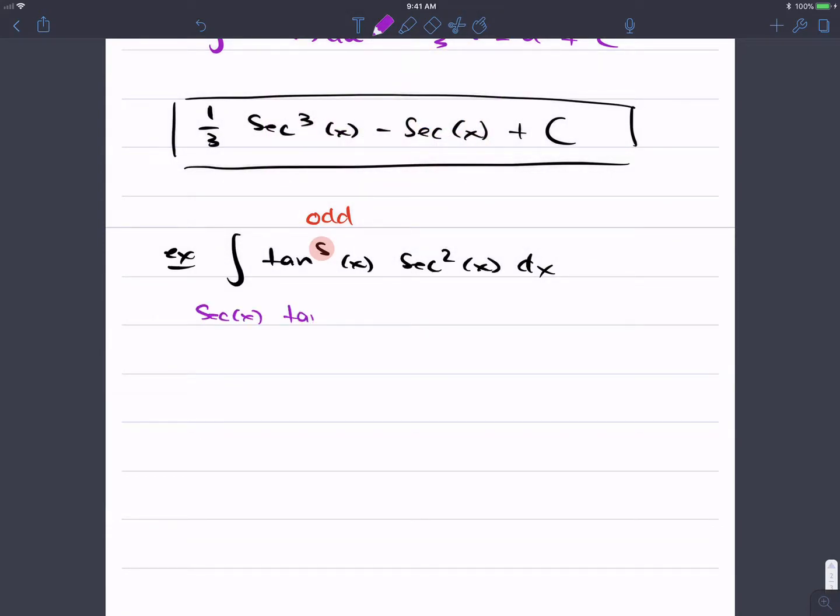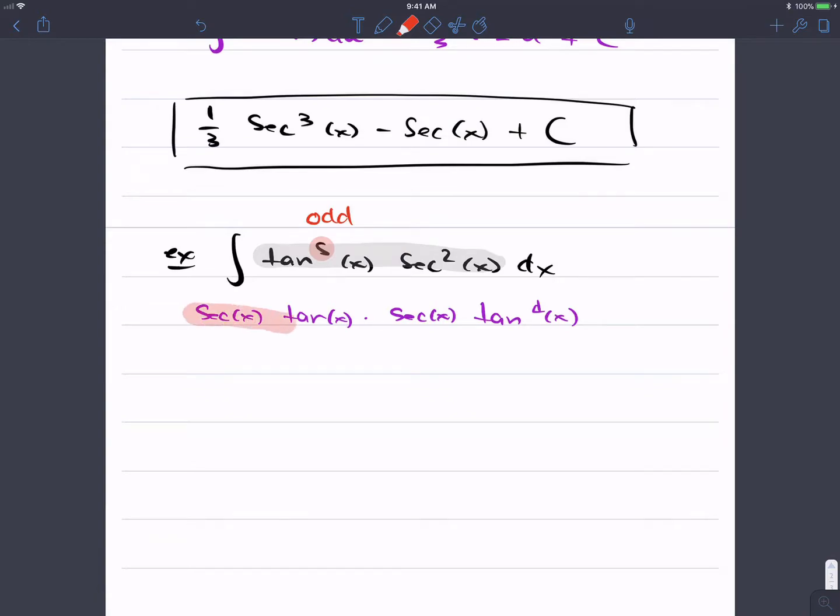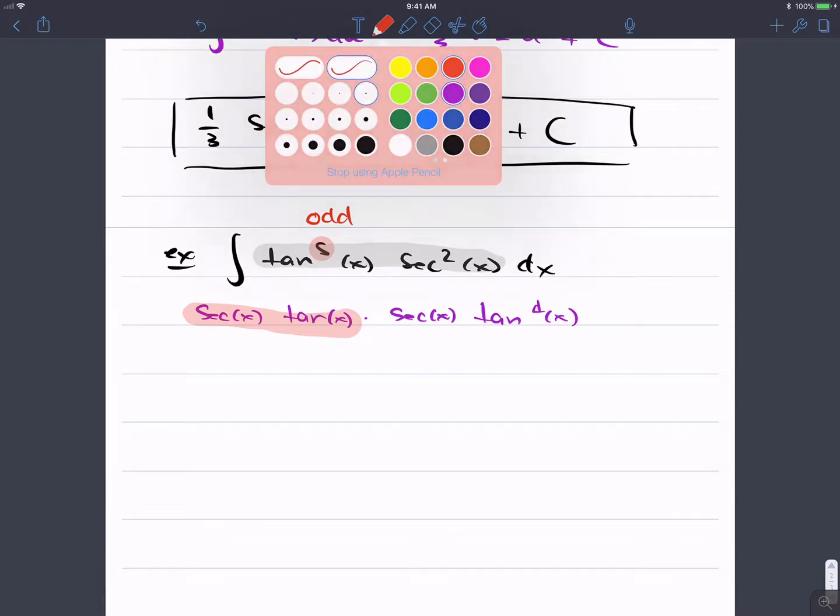So secant tangent times, remember, we're factoring out a secant tangent from this product. That'll give you another secant, and that'll give you tangent to the fourth power. So here's what we factored out. I'm going to set that aside because that's going to be part of my du. And now remember what else we have to do. Since u is secant, I have here tangent to the fourth power.